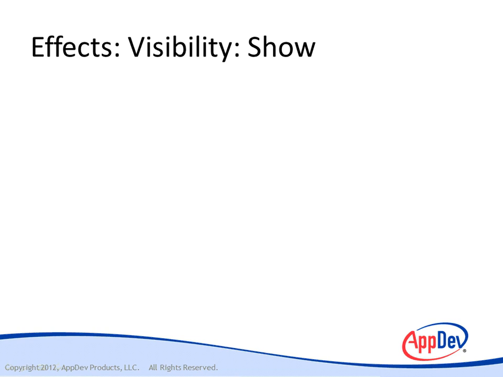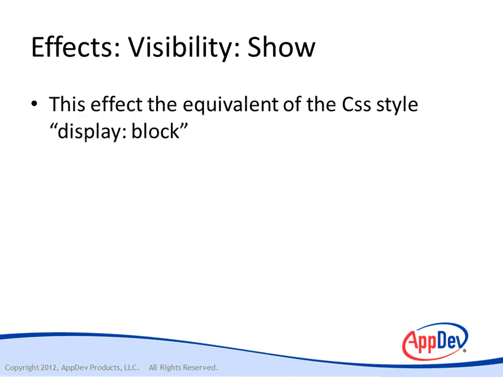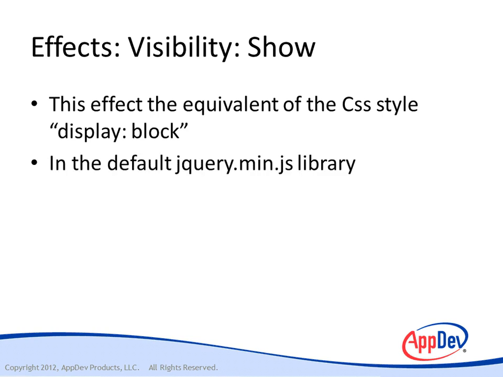Next jQuery UI effect that we're going to look at is in the visibility section, and it's show. This effect is the equivalent of the CSS style display: block. This is also included in the default jQuery library, but here in jQuery UI it is extended with additional options and animations. This is an example of show. Let's go to Visual Studio and see how this is done.